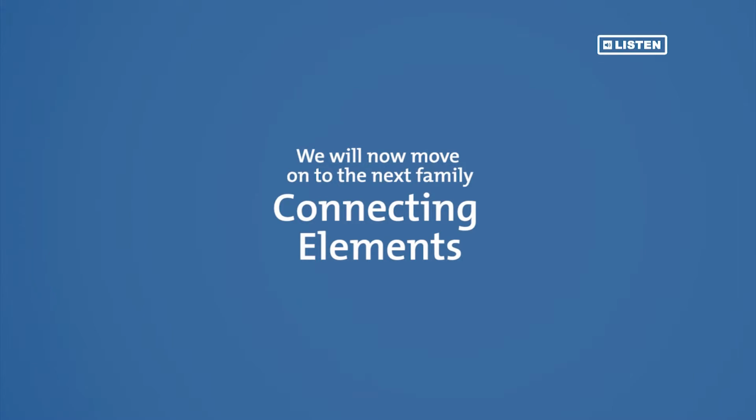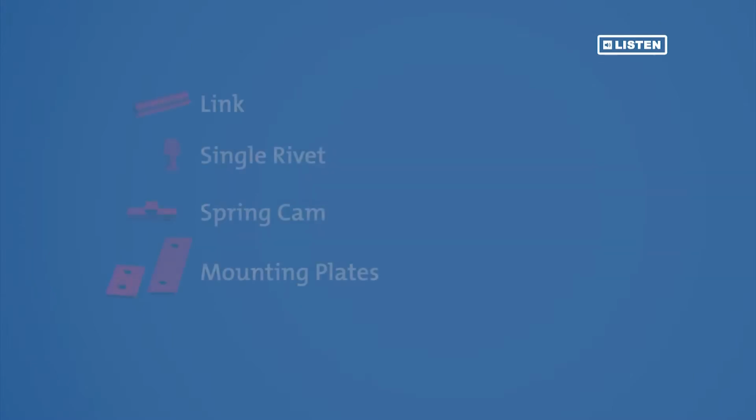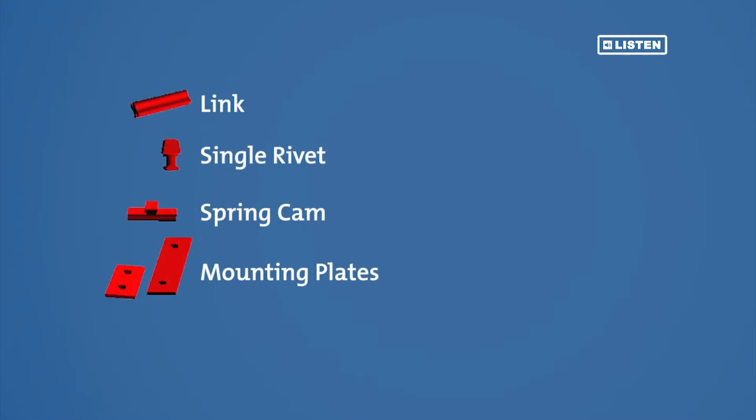We will now move on to the next family, connecting elements. These parts allow us to connect different parts. In the engineering kit, the most commonly used connecting elements are links. Links are used to connect building blocks together. Can each group attach two building blocks using links?